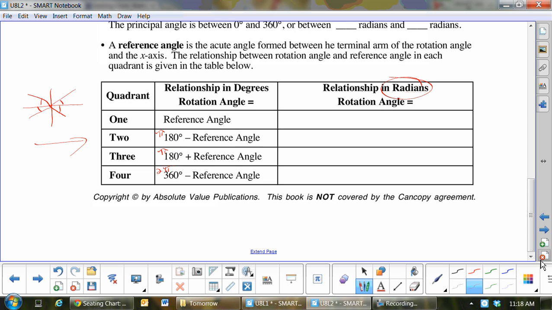So how would I find the angle in radians? Well, I'd go pi minus reference. For quadrant 3, I would go pi radians plus reference. For the last one, I would go 2 pi radians minus reference.